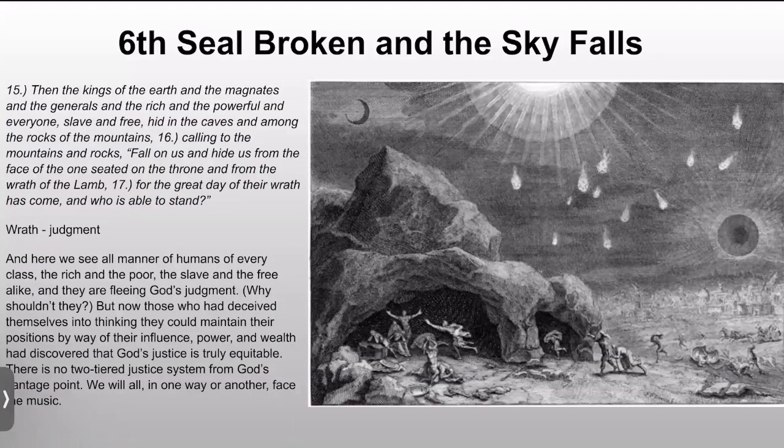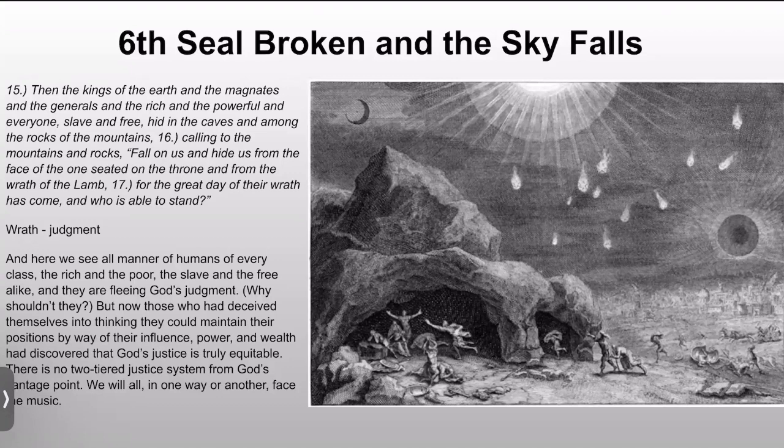Then verses 15 through 17, the conclusion of this chapter. Then the kings of the earth and the magnates and the generals and the rich and the powerful and everyone, slave and free, hid in the caves and among the rocks of the mountains, calling to the mountains and rocks, fall on us and hide us from the face of the one seated on the throne and from the wrath of the Lamb. For the great day of their wrath is come, and who is able to stand?